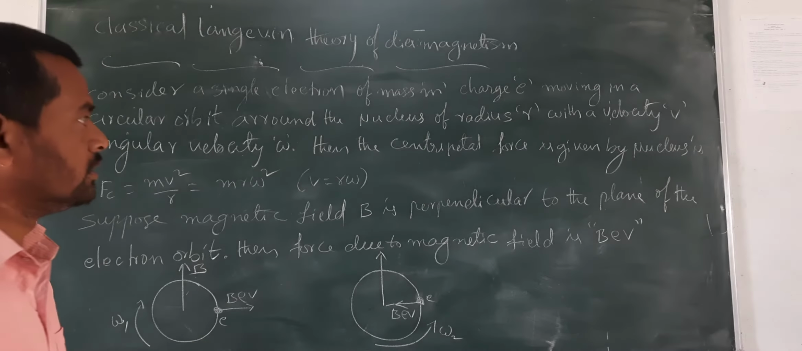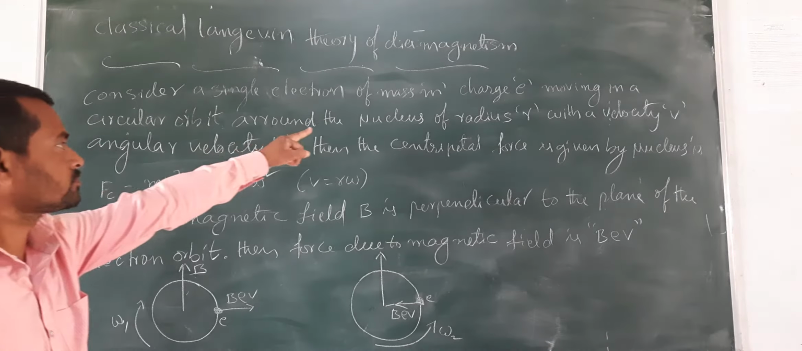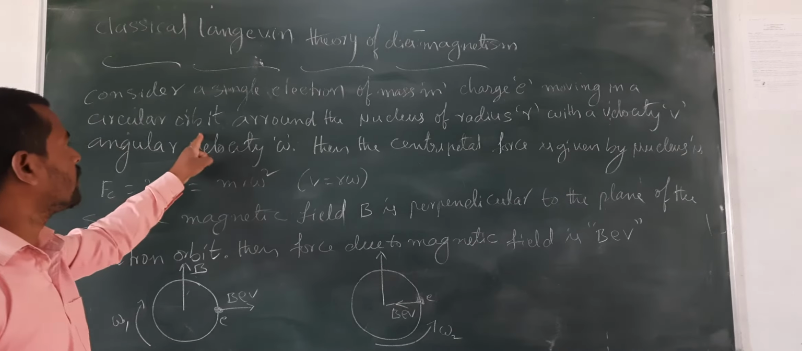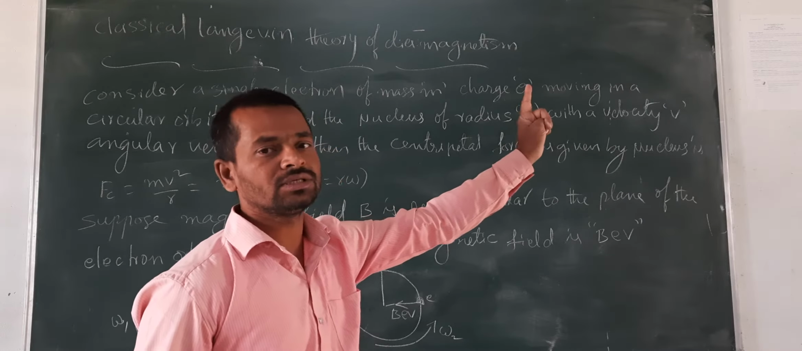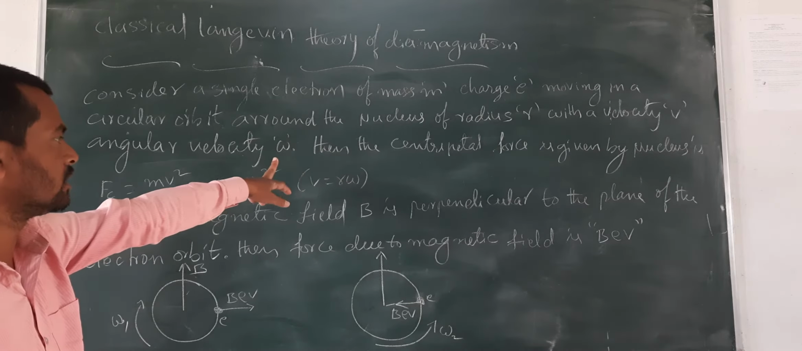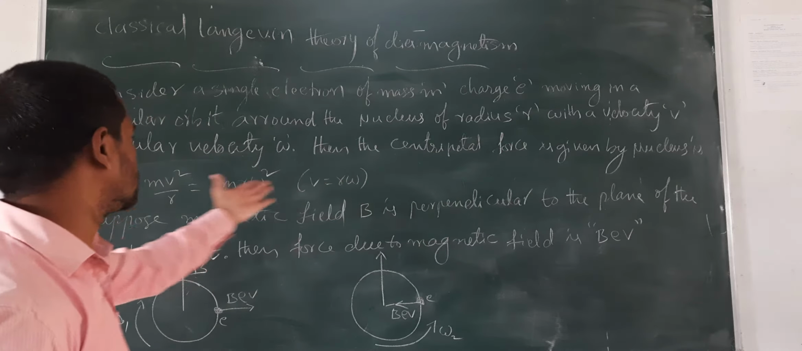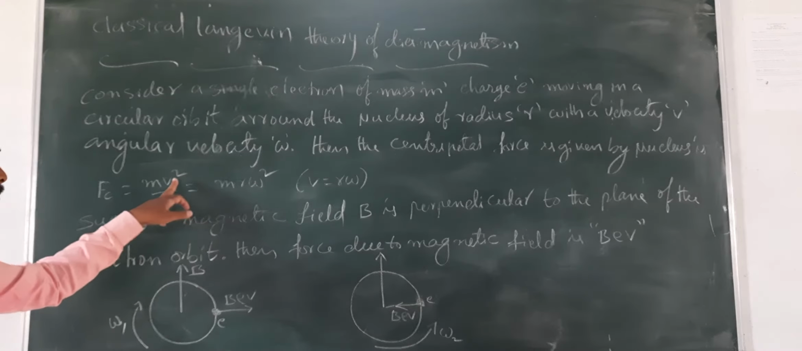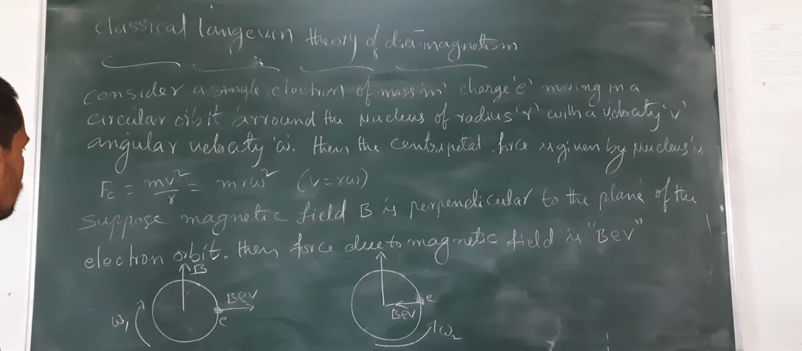Alright, so in diamagnetism, first consider a single electron of mass m and charge e moving in a circular orbit around the nucleus, of radius r, with a velocity v and angular velocity omega. Then the centripetal force is given by the nucleus: Fc equals mv square by r. If you substitute for v, we get m r omega square.